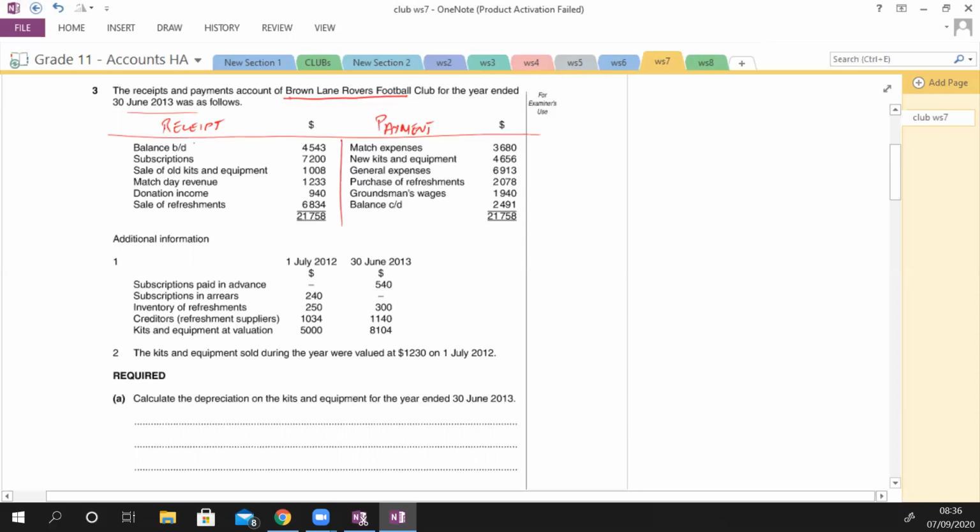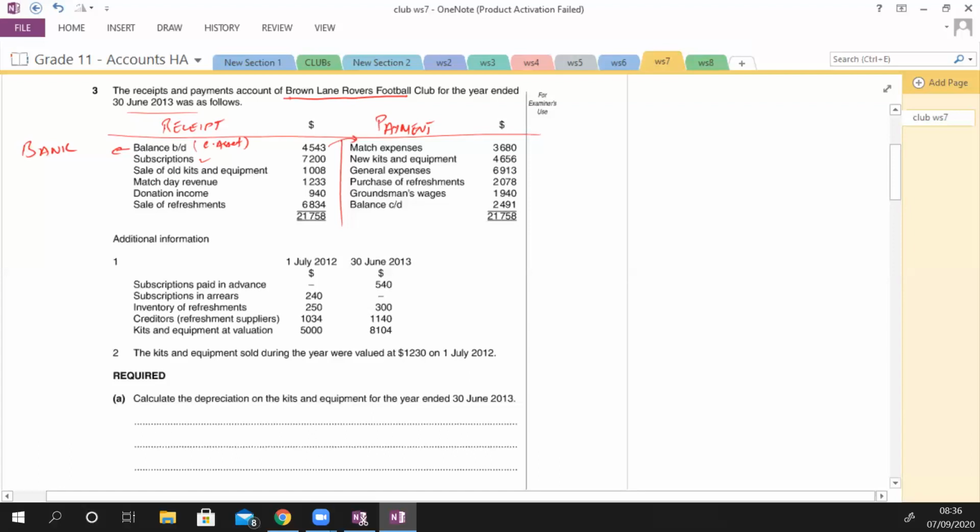On the debit side, this balance brought down is the bank balance, which is your current asset. If this balance brought down would have been on the opposite side, it would be a current liability, which is a bank overdraft. So opening bank balance is 4543. This is the amount that you already had in the bank, plus 72,200 subscription received during the year.